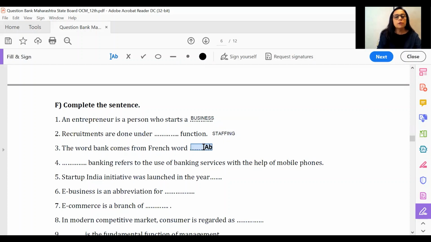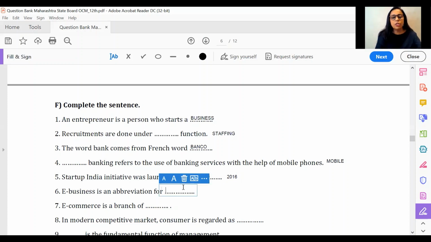The word bank comes from the French word banco. So once again, a very simple and common objective. Please remember that it is a French word. That's also important for this. So objective number 4, we're talking about mobile banking, refers to use of banking services with the help of mobile phones. Startup India was initiated in the year 2016. Remember, Startup India and Stand Up India both have been initiated in the year 2016.